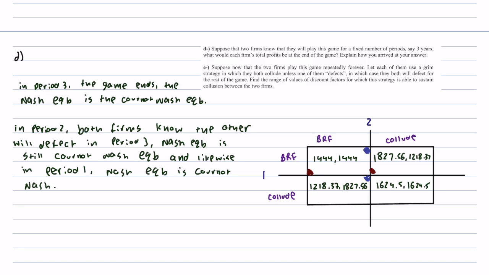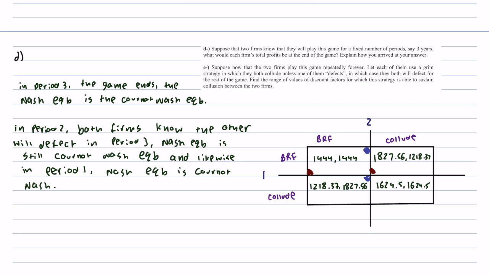Now, a better way to conceptualize this and think about this intuitively is suppose I'm firm 1 and you as the viewers are firm 2, right? We know this game's going to end in period 3. In period 3, I'm going to want to defect because I know that if I defect and you stay colluding, I'm going to make more money, right? I'm going to make $1,827.56. You're also thinking the exact same thing.